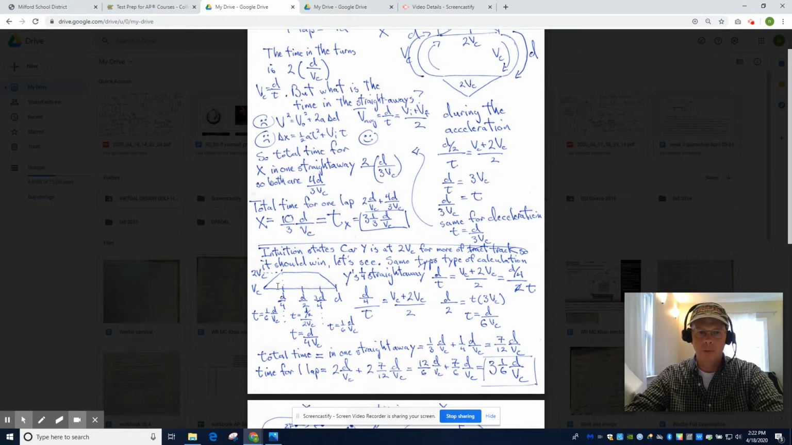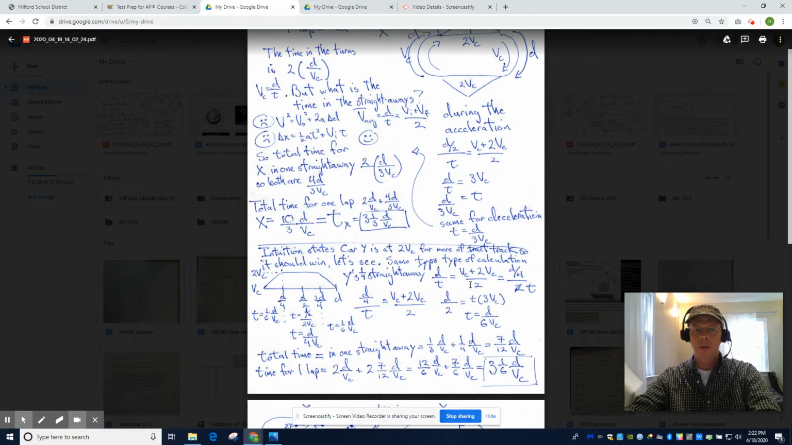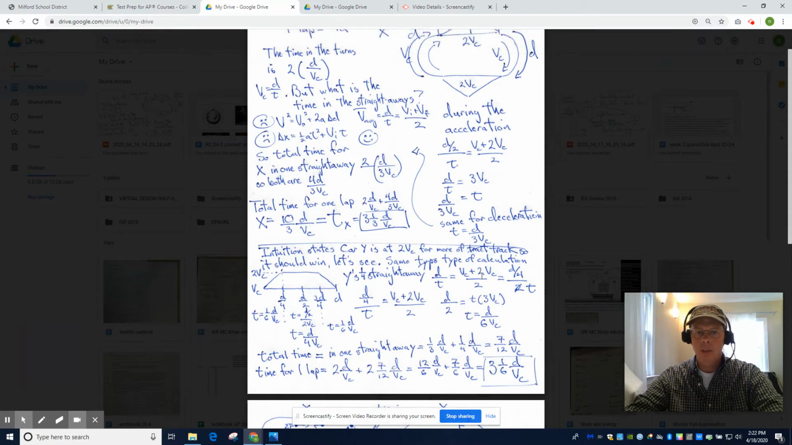I did a similar trick for car Y, except I only focused on the first quarter because that's the region of acceleration. All right, so same trick, distance over time equals initial velocity plus final velocity over 2, except now the distance is D divided by 4. So we're going to actually find the time to get through this first quarter of the straightaway. We go from VC up to 2 VC. And like I said, that equals 1/4 D divided by T.